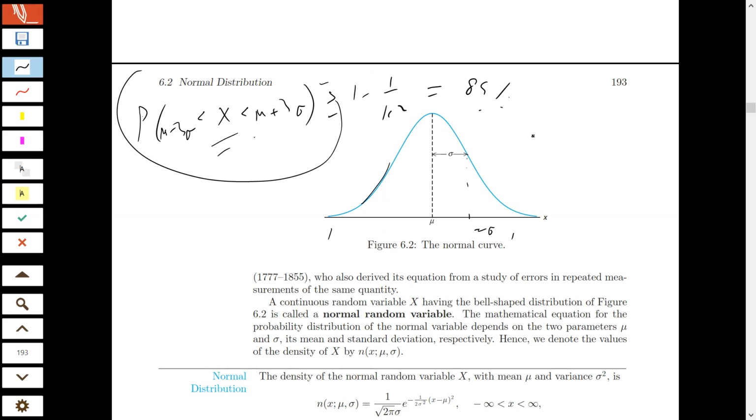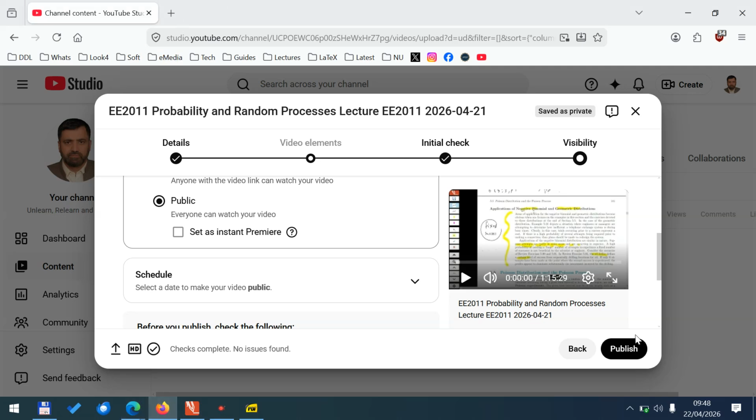If you try this for a normal distribution, it turns out that for mu minus 3 sigma to mu plus 3 sigma, this probability is actually more than 99%. That's amazing, right? And for 1 sigma, it is 68%. For 2 sigma, it is, I don't know, 95%. You should search it on the internet, right? I can just do it here quickly.